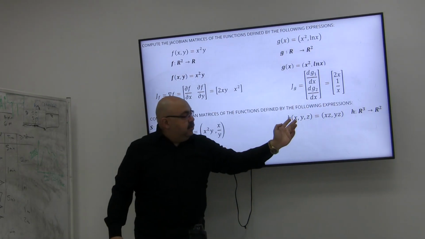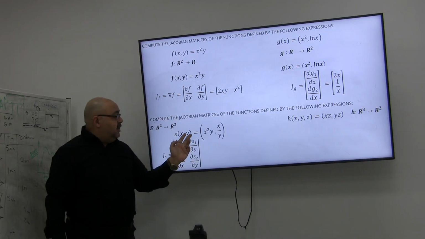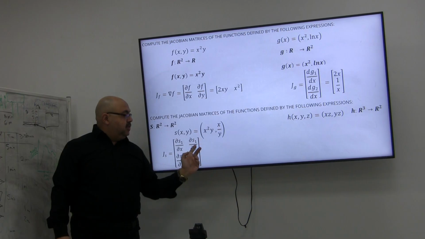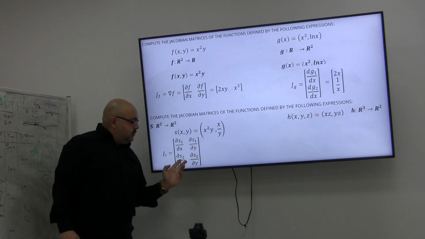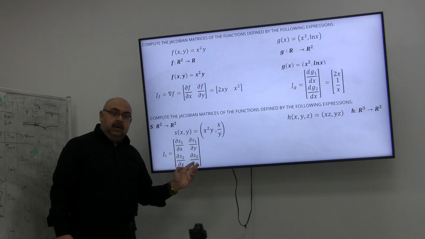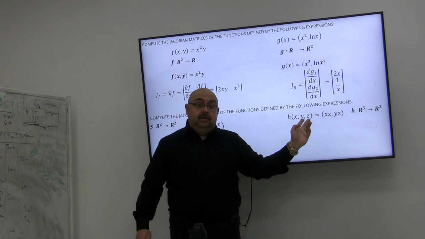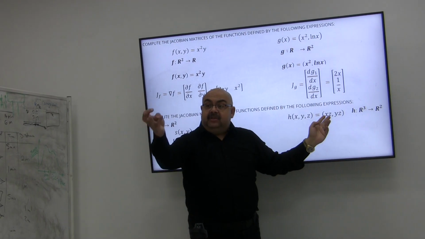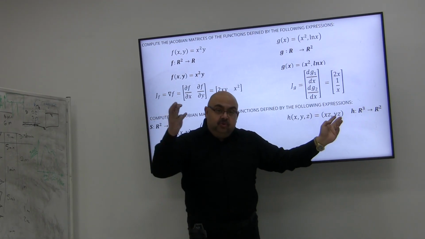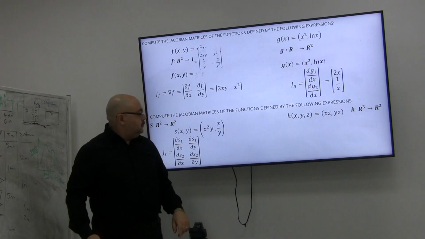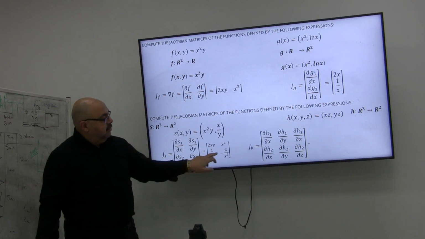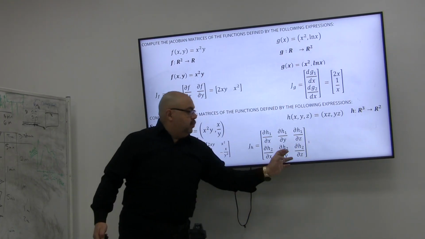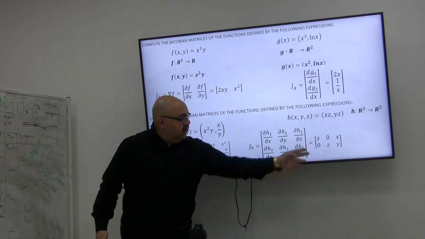This is going to be from R3 into R2. In this case, I will differentiate the first function with respect to x, the first function with respect to y. Then the second function with respect to x, the second function with respect to y. In this problem, I will differentiate the first function with respect to x, y, and z. The second function with respect to x, y, and z. That's the derivative. That's the first function with respect to x, y, and z. Second function with x, y, and z, similar to this one.